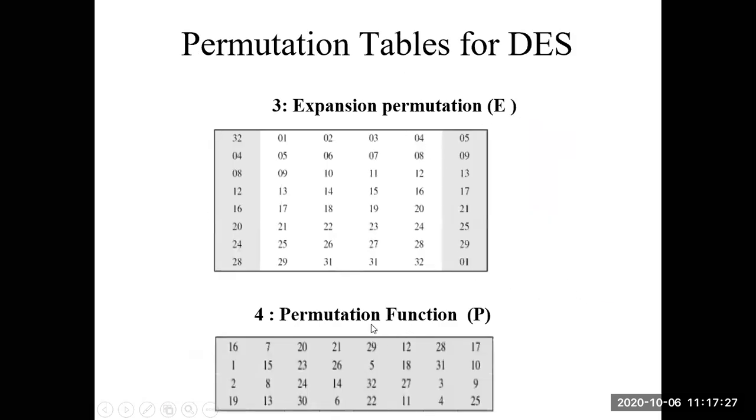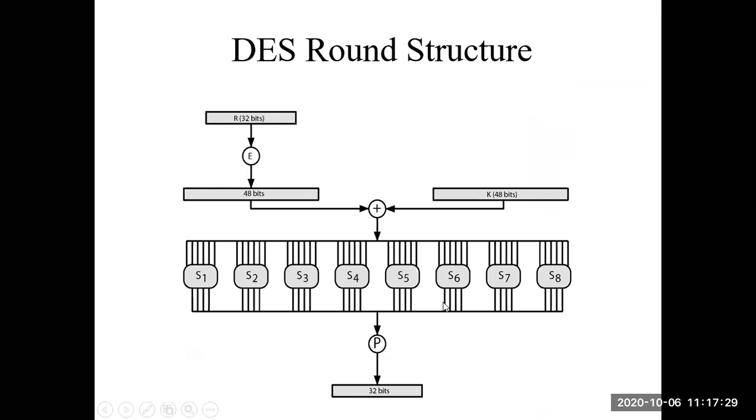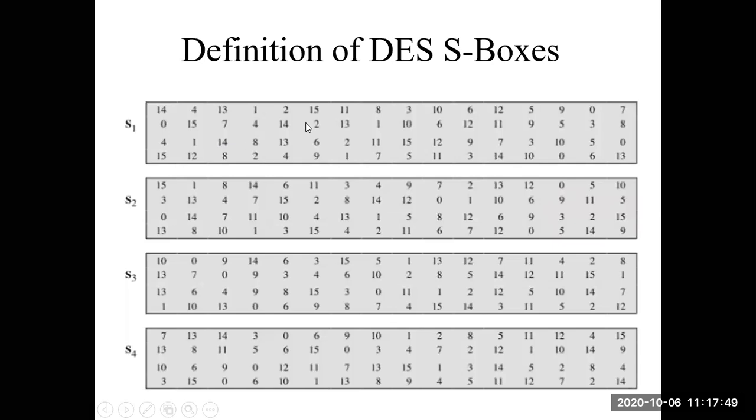See, expand permute block, permutation function block, the S boxes. I told you 8 S boxes where 6-bit inputs and 4-bit outputs are obtained from the S boxes. So total input is what? 48 bits. Total output will be 32 bits. And each S box is shown. Each S box is a 4 cross 16 matrix. As you can see, 4 rows and 16 columns.